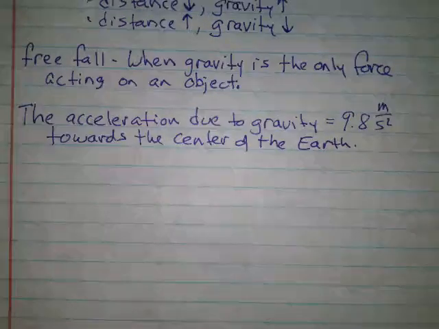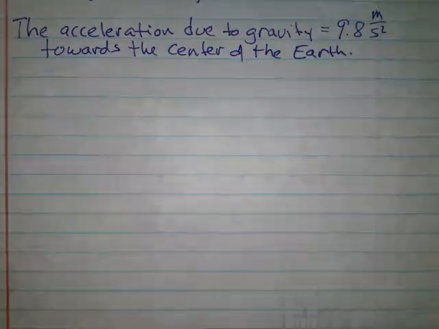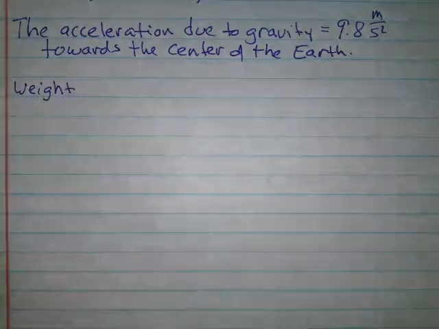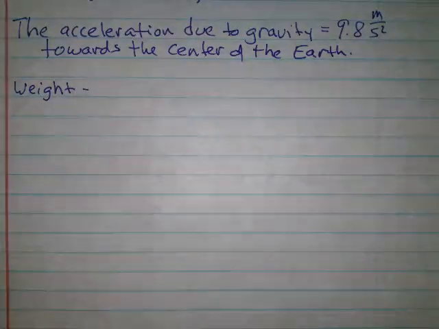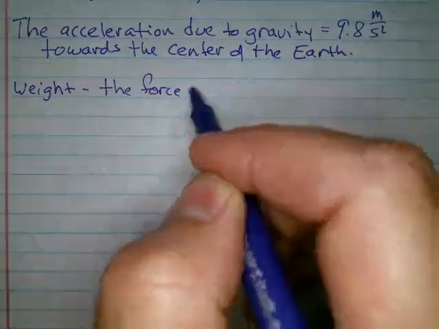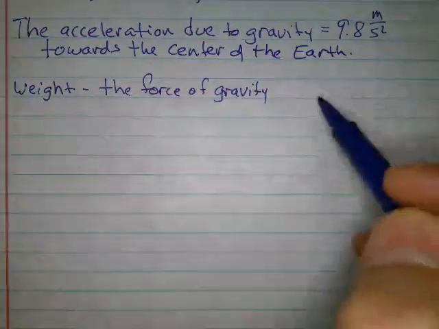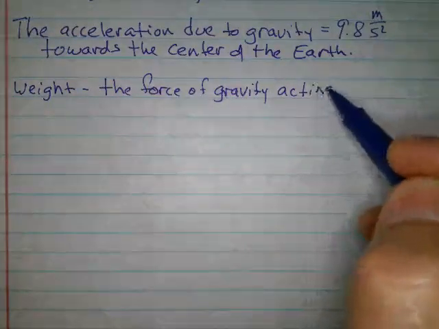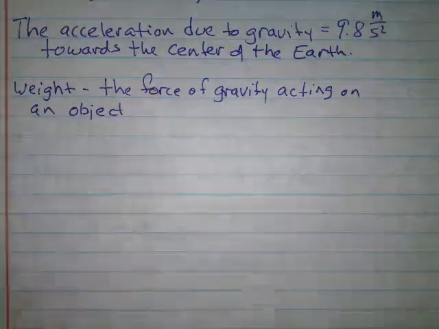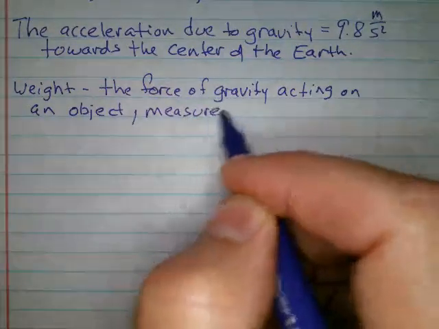Now, in class, we've talked about mass, and that mass is the amount of matter in something, and we've sort of bantered around the word weight. And here I am, for the first time, officially going to give you a definition of what weight is. Weight is the force of gravity acting on an object, and it is measured in newtons.